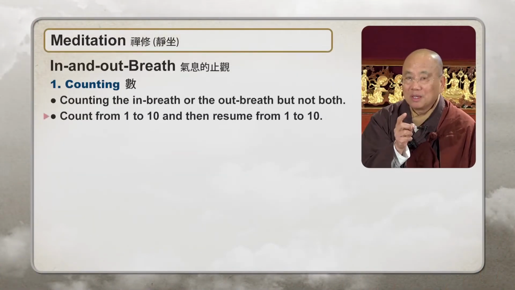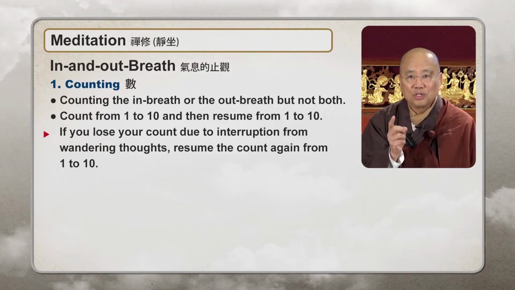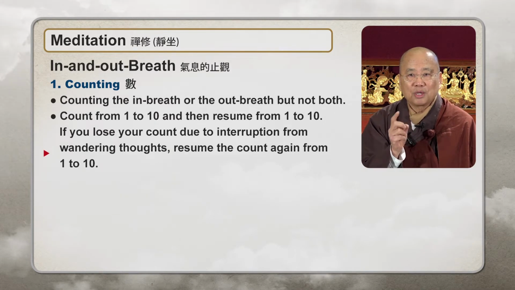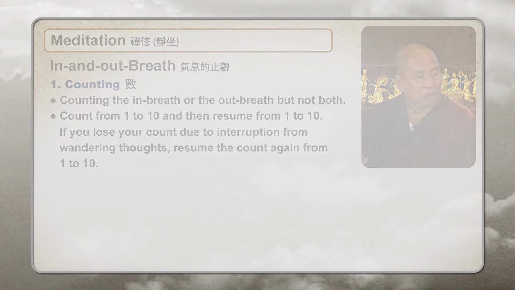Okay, let's go down. Count from 1 to 10, and then resume from 1 to 10. If you lose your count due to interruption from wandering thoughts, resume the count again from 1 to 10. Sometimes when you're counting, you lose your count. You think about yesterday. You worry about tomorrow. You think about what am I going to have for lunch. Where am I going after this meditation sitting? So you could be disturbed, interrupted by wandering thoughts. You lose your count. What do you do then? You come back to the count again. You lose it, you come back to it. It requires training.